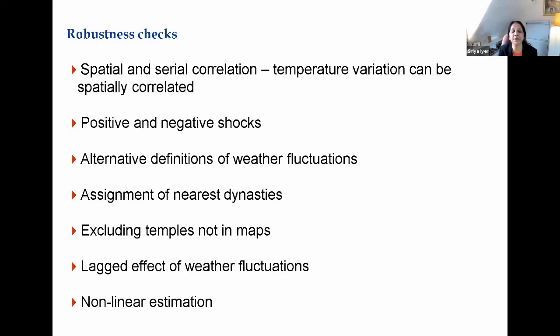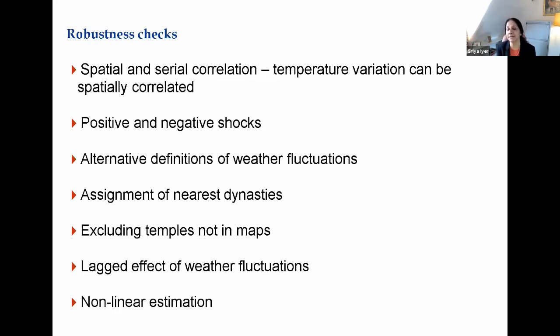One of the other things we also did in our robustness checks was to look at alternative definitions of weather fluctuations. Now, our temperature deviation variable is looking at the top quartile and the bottom quartile, but that is actually an arbitrary choice. So we also look at the top 20 percentile and the bottom 20, top 30, bottom 30, top 35, bottom 35, and so forth, just to make sure the results are robust to the definition of the weather fluctuation. Let me talk a little bit about the assignment of the dynasties.